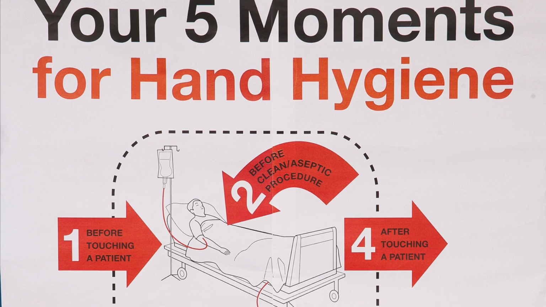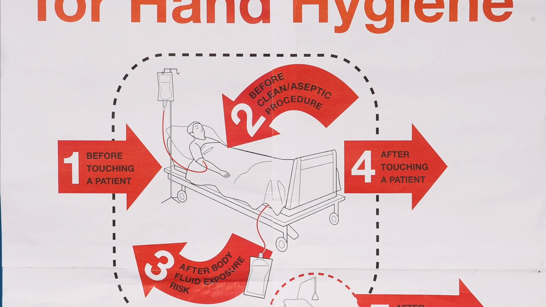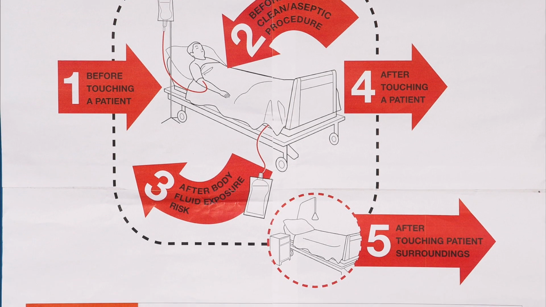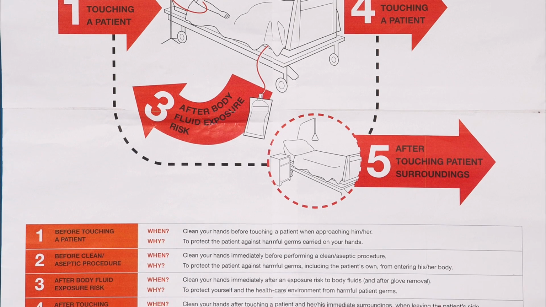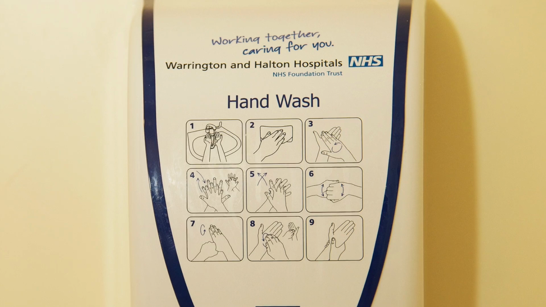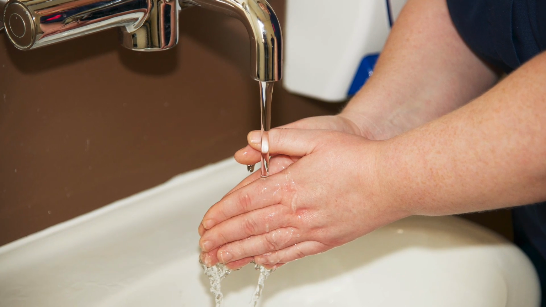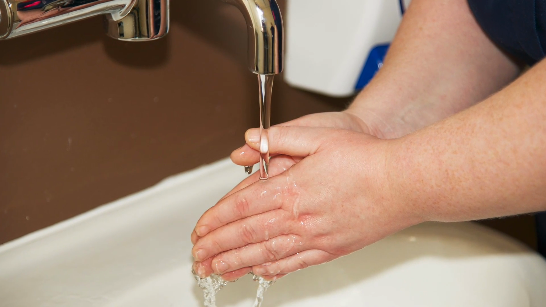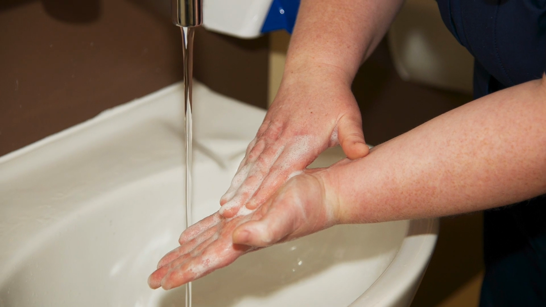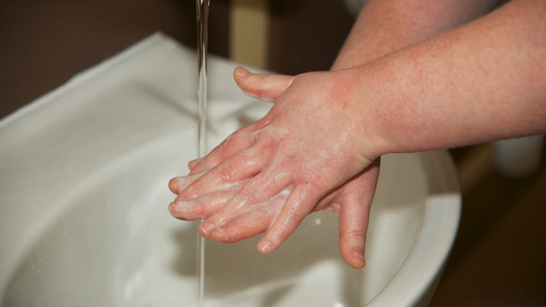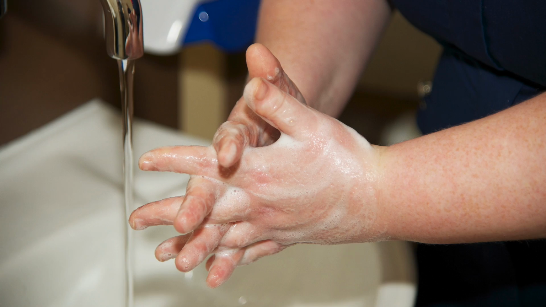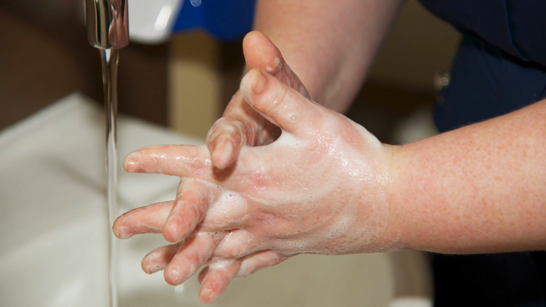Prior to providing patient care and at other key times, it is essential that your hands are clean. A reminder of the correct technique is available on all soap and hand rub dispensers. When washing your hands, you should wet your hands before you apply soap. Rub hands palm to palm. Rub the back of each hand with fingers interlaced. Rub palm to palm with fingers interlaced.